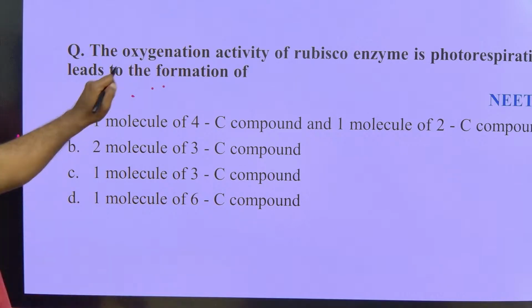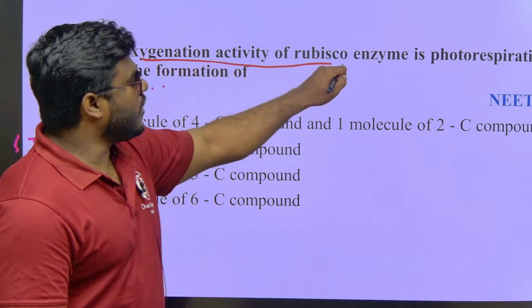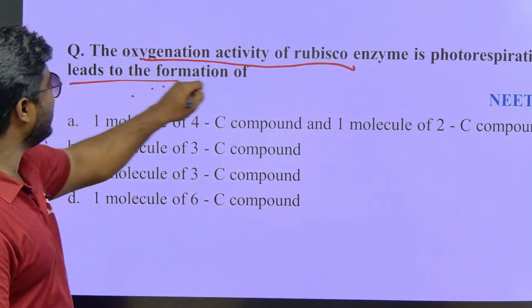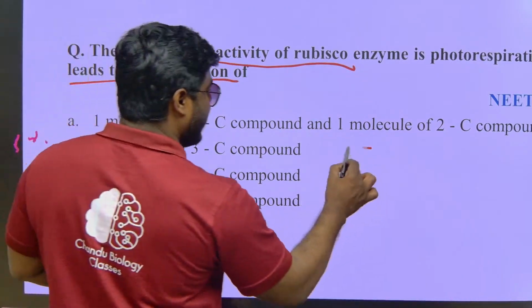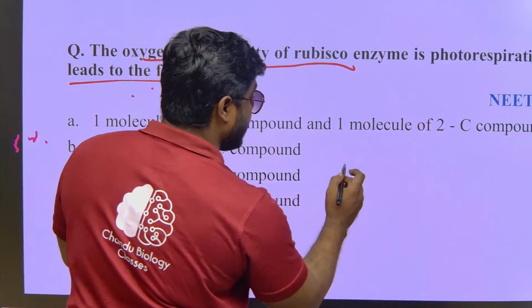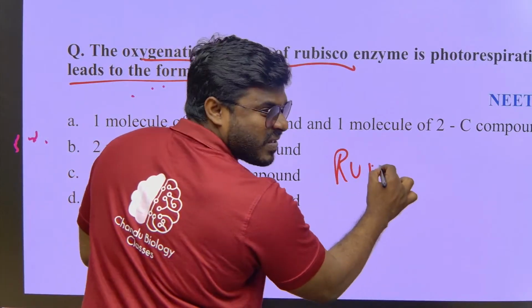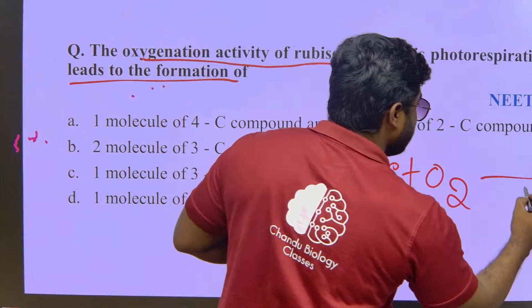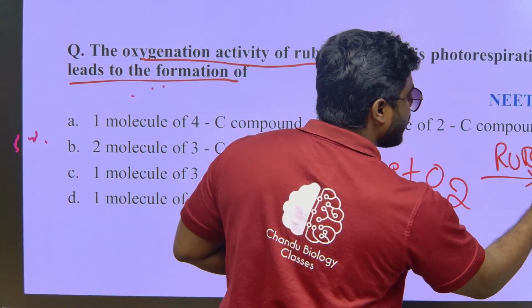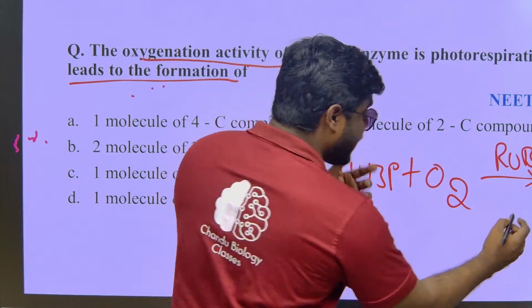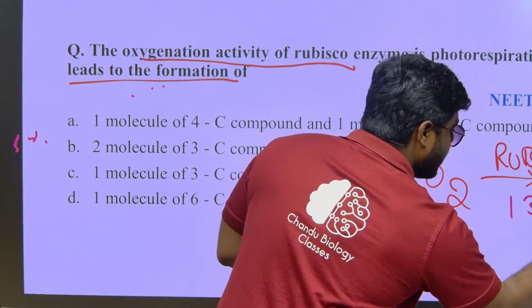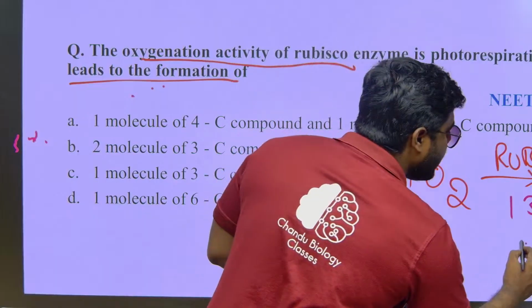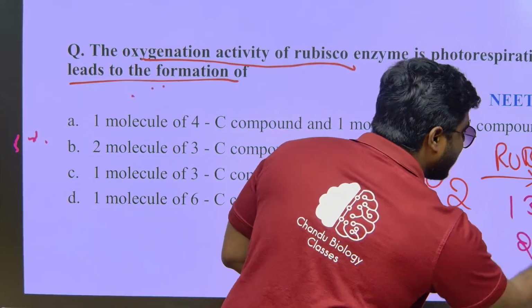What is the question? Activity of rubisco enzyme in photorespiration leads to the formation of... Let's draw it. We already read the same equation. RuBP plus O2, because no carbon dioxide, in the presence of rubisco. What do we get? Tell me, Aisha, what do we get? One molecule of 3-PGA and one molecule of 2-PG. This is correct, right?